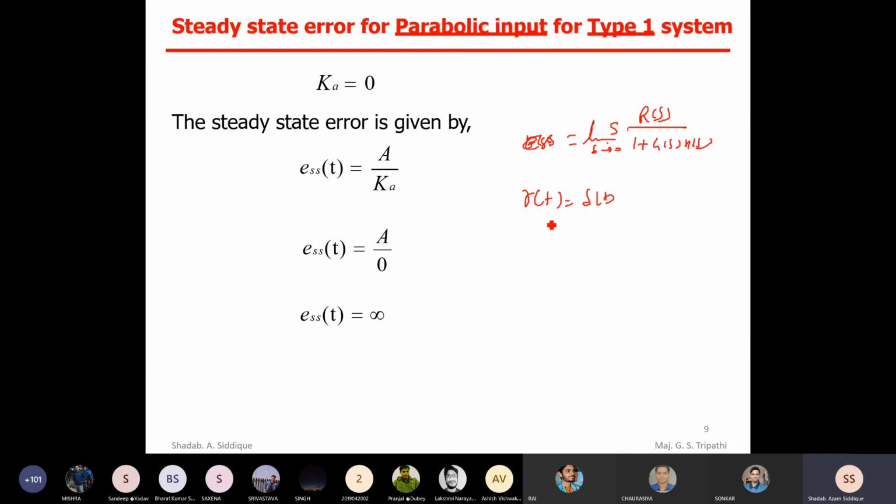that is for impulse input. If you take R of S in a Laplace, you will get 1. If you take ESS, which is equal to limit S tending to 0, S into 1 divided by 1 plus G of S into H of S. अब एक बात आप थोड़ा बताइएगा मुझे, ये S जो वैल्यू है, इसमें कोई G of S into H of S पे डिपेंड करेगा क्या?